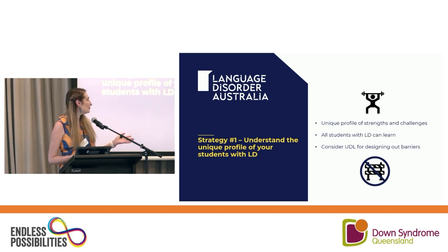But strategy number one, understanding the profile of your student with a language disorder. Because every student with language disorder will be very different. Some kids may need more support in the vocab. Some kids may need more support with the social-emotional side of things. So different profiles, different strengths and different challenges. We know, though, that all students with language disorder can learn, so that is not going to be a difficulty.